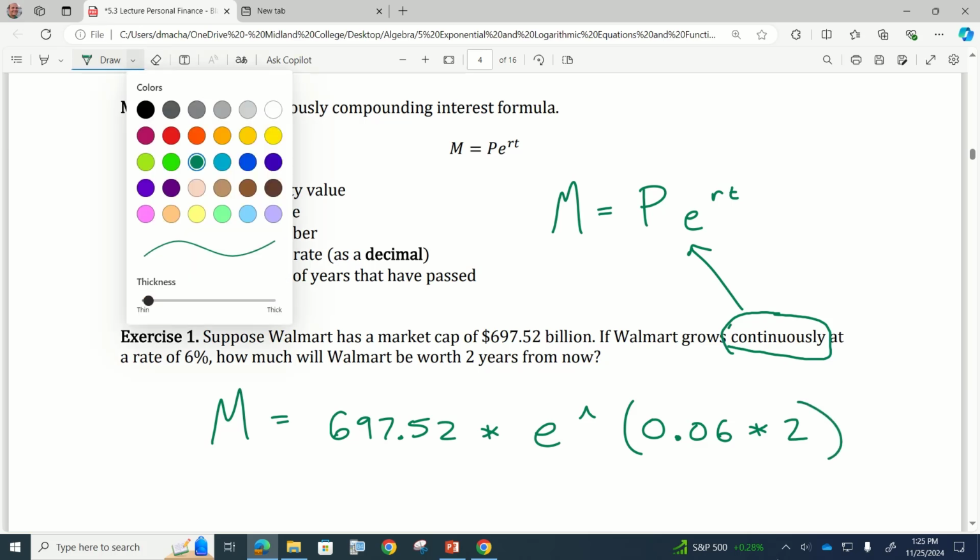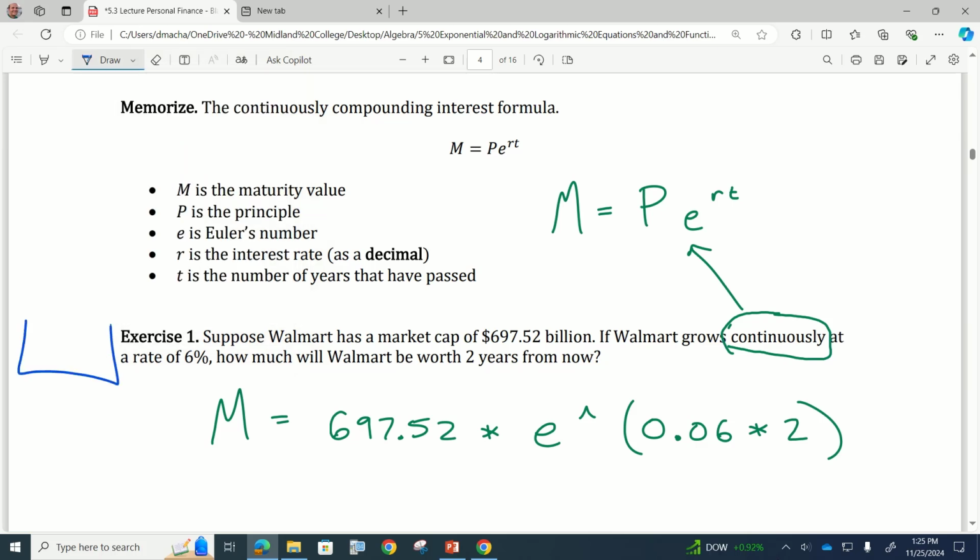On your calculator, props to the people who brought it today, but look at your calculator and you have a button that says second, and you've got a button that says LN. You want to hit the second button and then the LN button, and that's going to give you e to the x. So if you're wondering how do I calculate with Euler's number, you type in 697.52 times second ln 0.06 times 2 close parentheses.